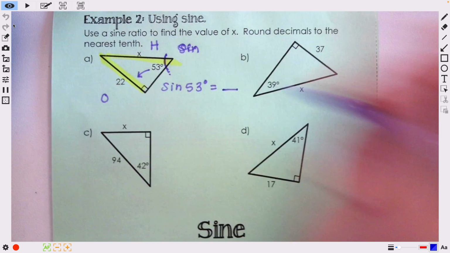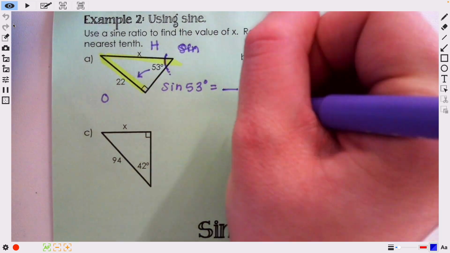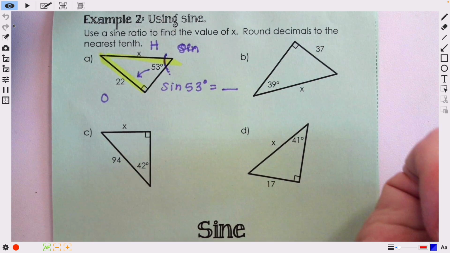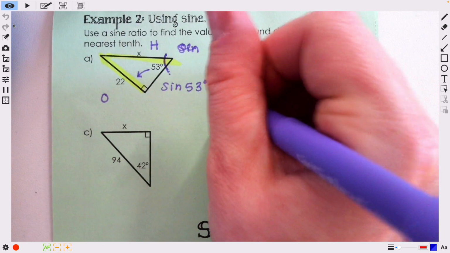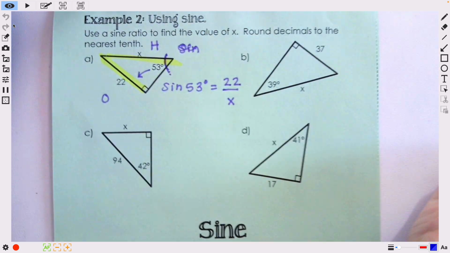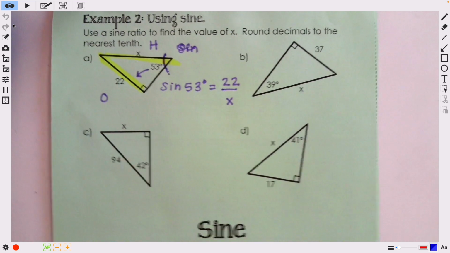So now we set up our sine ratio. Opposite over hypotenuse. It has nothing to do with x always being on one side of the fraction or the other. It has to do with the hypotenuse always being on the bottom and the opposite side always being on top. So you have to follow the ratio like it's a formula.